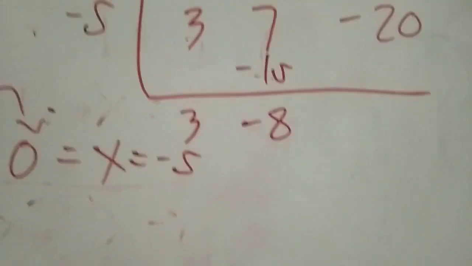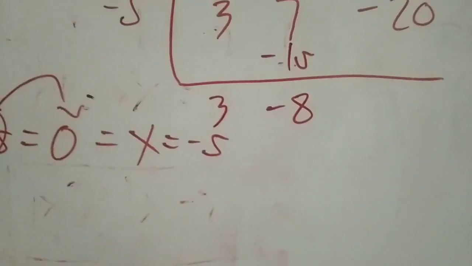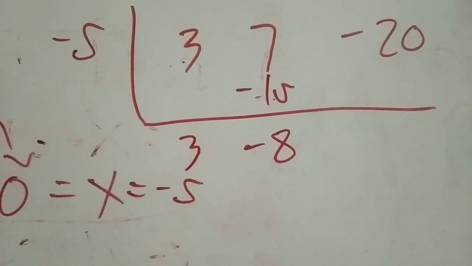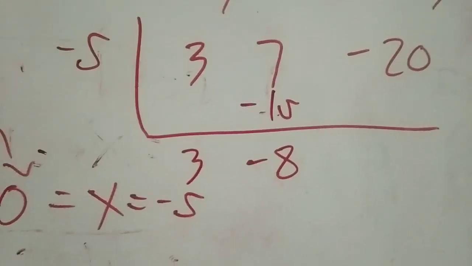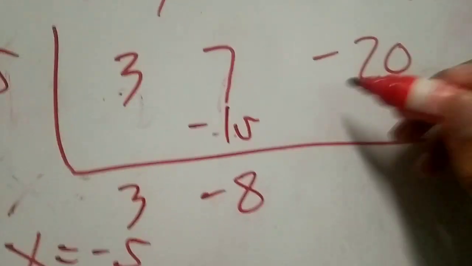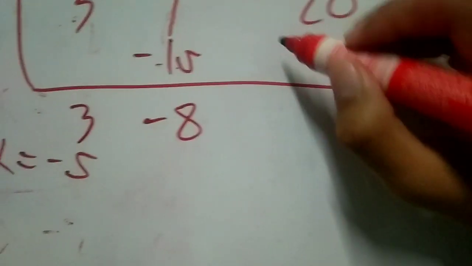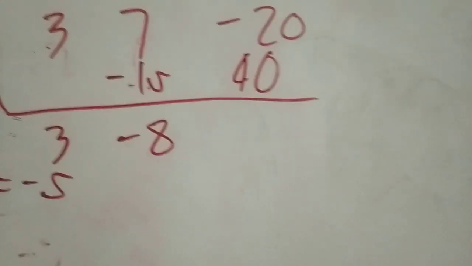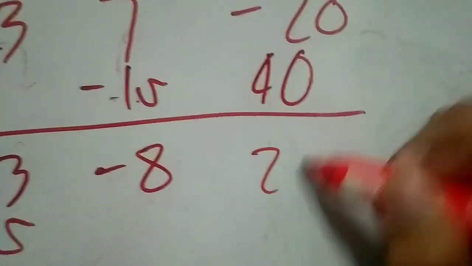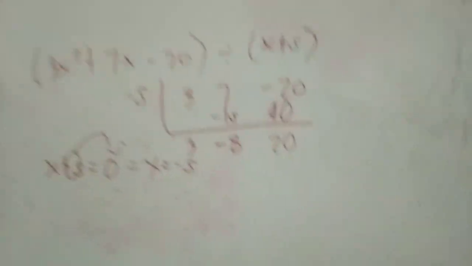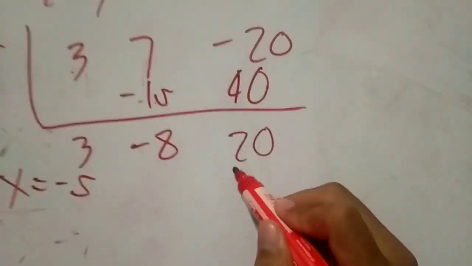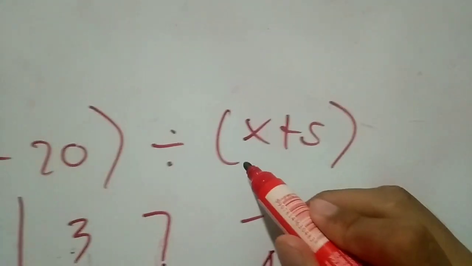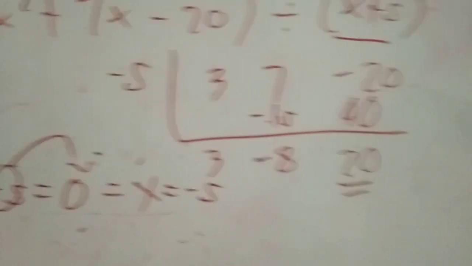Next, we multiply again. Negative 5 times negative 8. Since both of these numbers are negative, they become positive. So this becomes positive 40. Now you add that and it becomes 20. Now we have a remainder, which means x plus 5 is not a factor of this function.